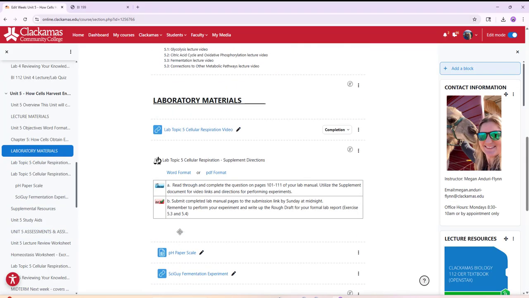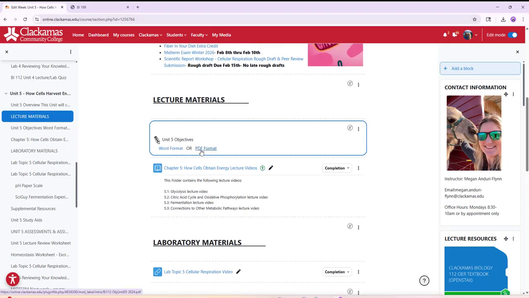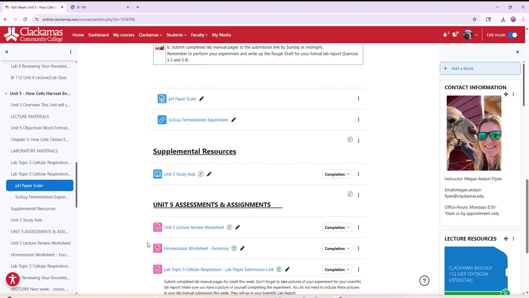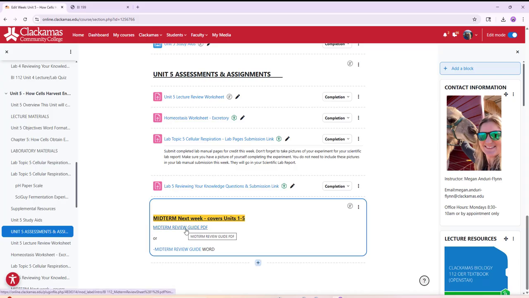You can also, to help prepare you, just download blank copies of your objectives for each unit, and I recommend just filling them out from memory, okay? Or downloading the review guide, filling that out from memory, and then whatever you can't fill out from memory, that's where you need to focus your studying.